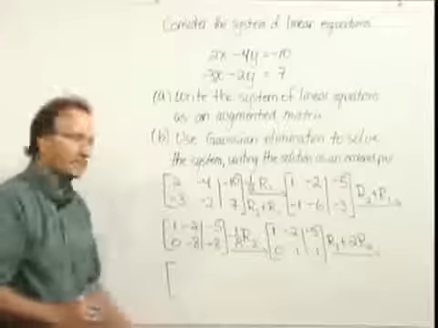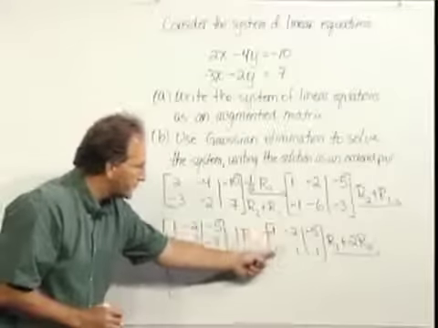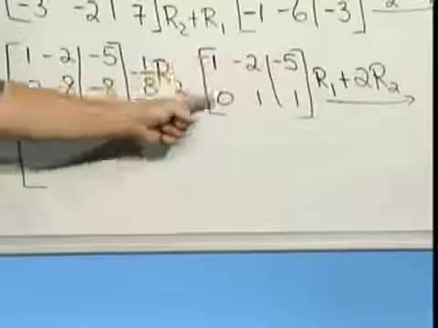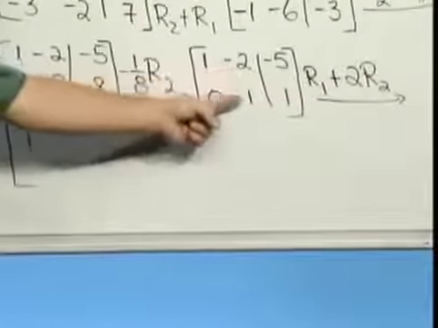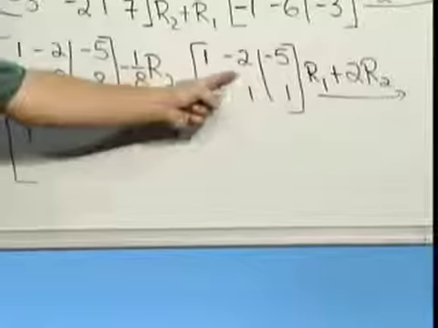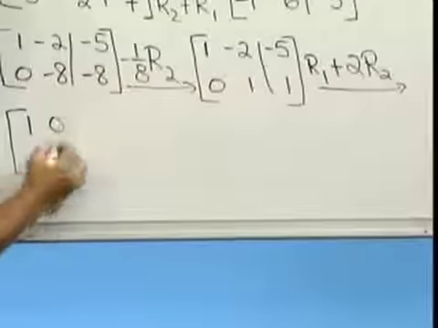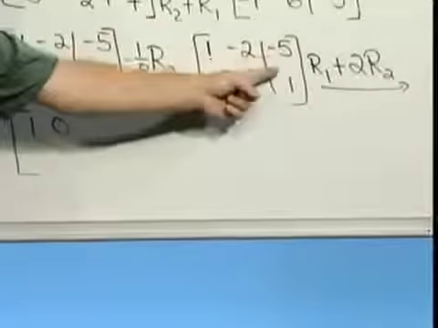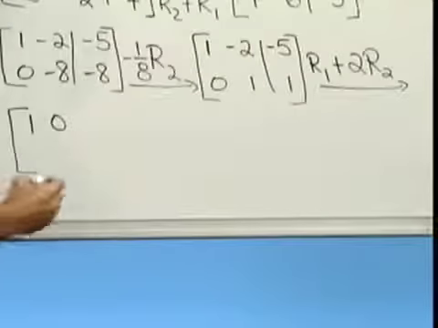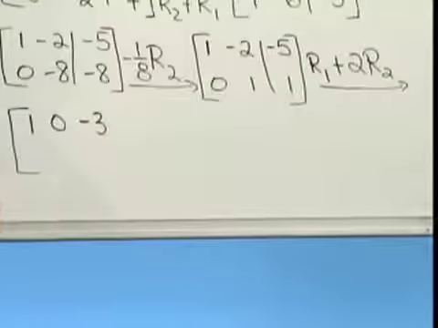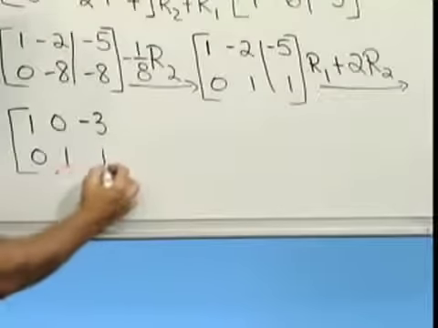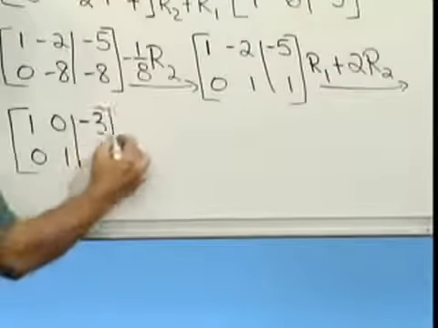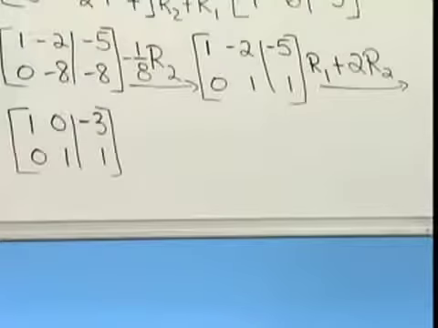What we have is row 1 plus 2 times row 2. So 1 plus 2 times 0 is 1. Negative 2 plus 2 times 1 is negative 2 plus 2 for 0. Negative 5 plus 2 times 1 would be negative 5 plus 2, which is negative 3. We're not changing row 2 at all, so that's 0, 1, 1, our vertical line, and then close the matrix.